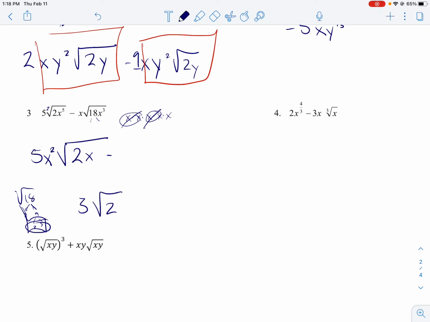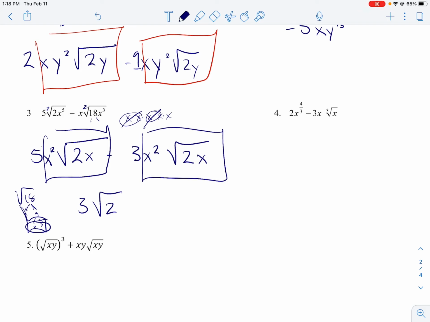Okay, so we're going to have 3x with the 2 inside, and then again our index is 2 here. How many times does 2 go into 3? 1, so I'm going to bring out another x with a remainder of 1. And now I have 5 of these guys minus 3 of these guys, and these guys are the same, right? X squared square root 2x. So our answer is just 2x squared square root of 2x.